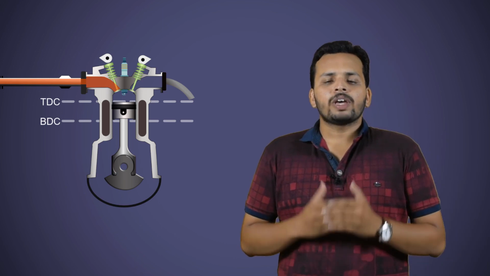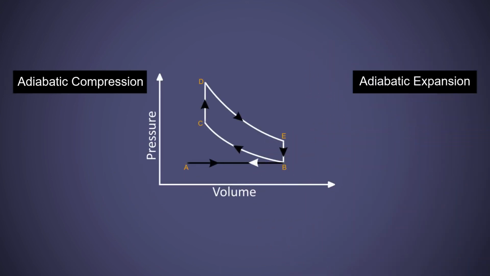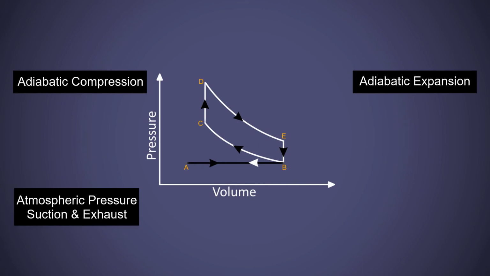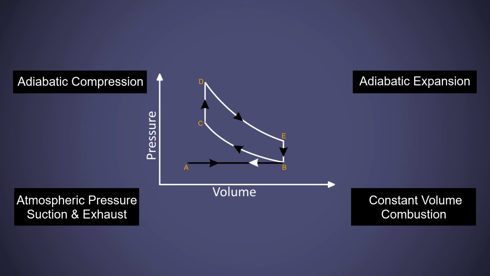We have come back to where we have started. The cycle can repeat from this point. Like this, the 4-stroke engine will repeat the cycle over and over again to run your bike or car. As we saw, the 4-stroke engine runs on a thermodynamic cycle known as the Otto cycle. In the Otto cycle, we have adiabatic compression, adiabatic expansion, the suction of fuel and exhaust of burnt gases at atmospheric pressure, and the combustion at constant volume. This is how the 4-stroke petrol engine works based on the Otto cycle.